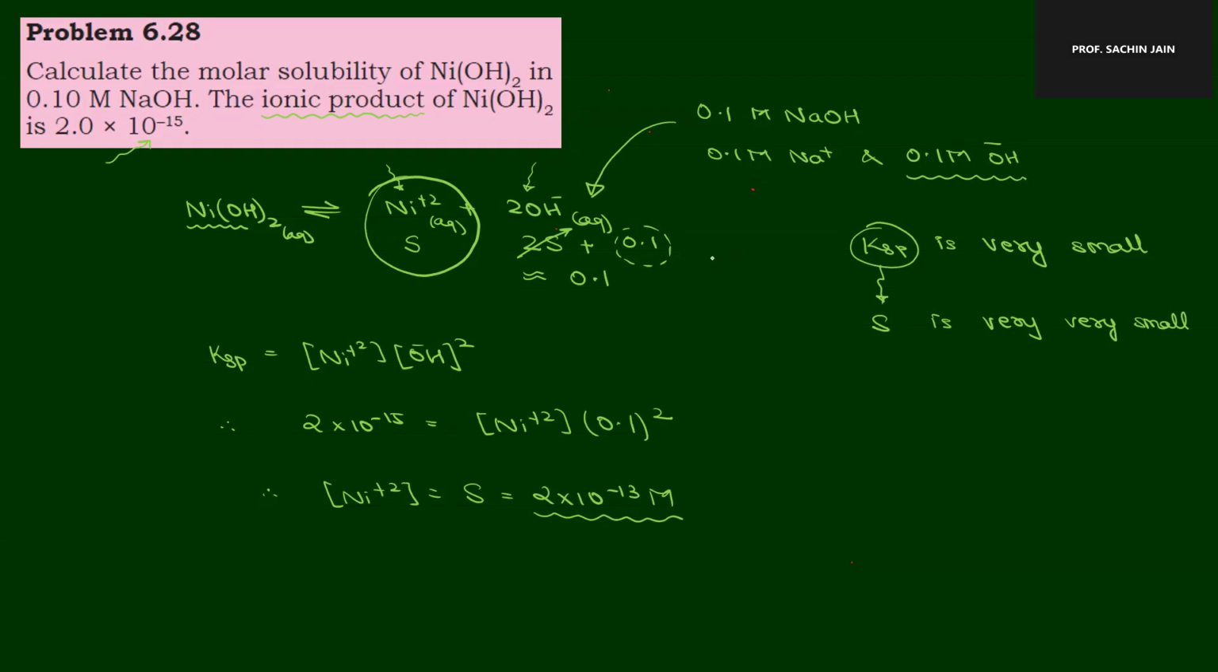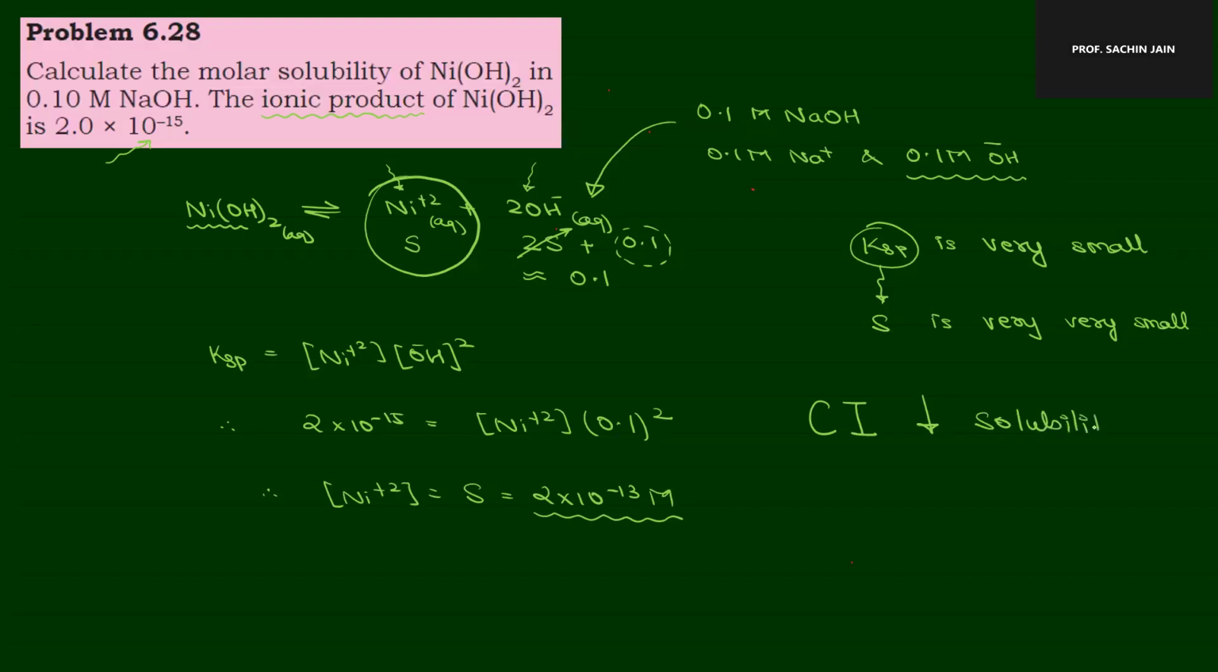That's why, generally, in any question you will always ignore the S term whenever there is any common ion from a strong electrolyte. This is a very, very standard method for any common ion effect. So the conclusion over here: the common ion effect is decreasing the solubility.